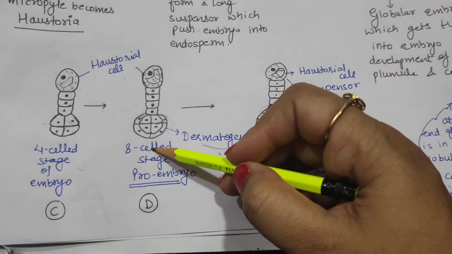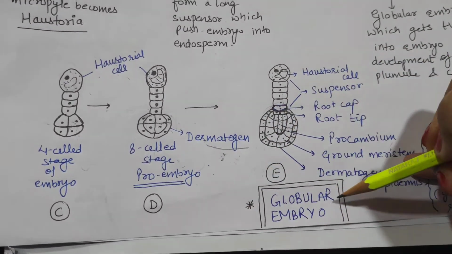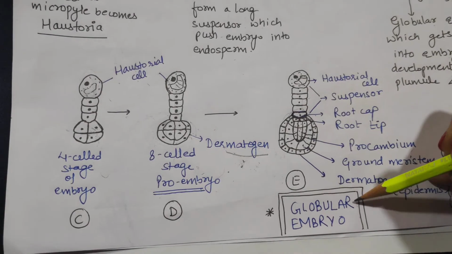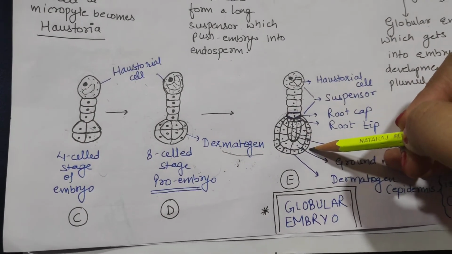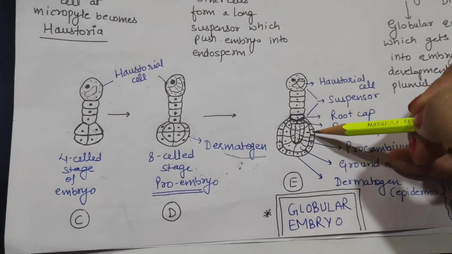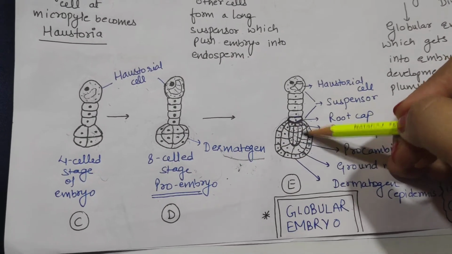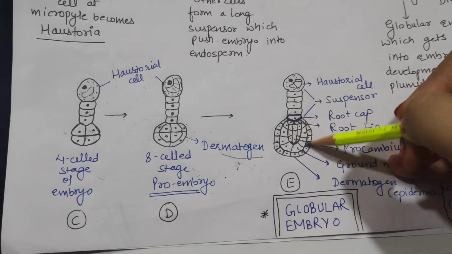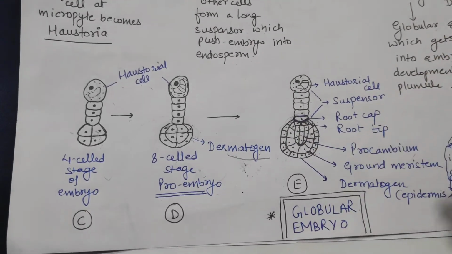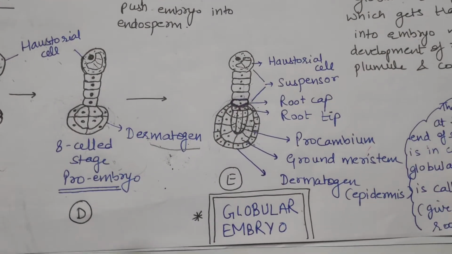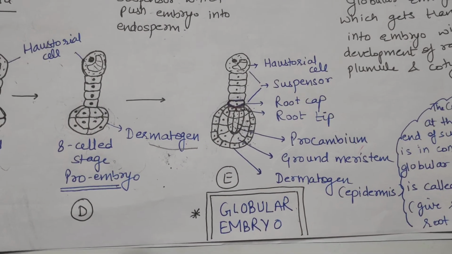So after the 8-cell stage pro-embryo, the next stage is called the globular embryo, because the divisions are continued, and now we are getting 16, 32, 64 celled stages of the embryo. This is a mass of cells, and this shape attained by the embryo right now is called globular shape.